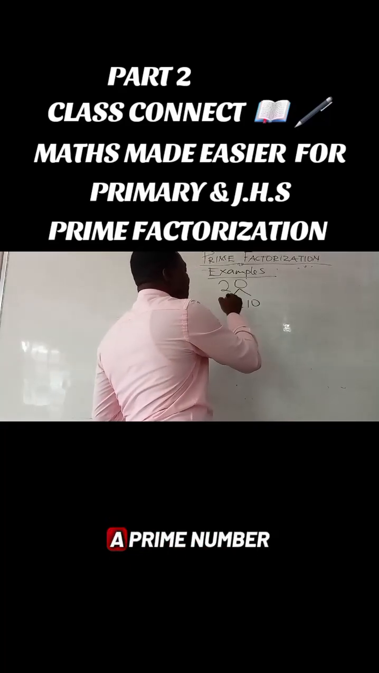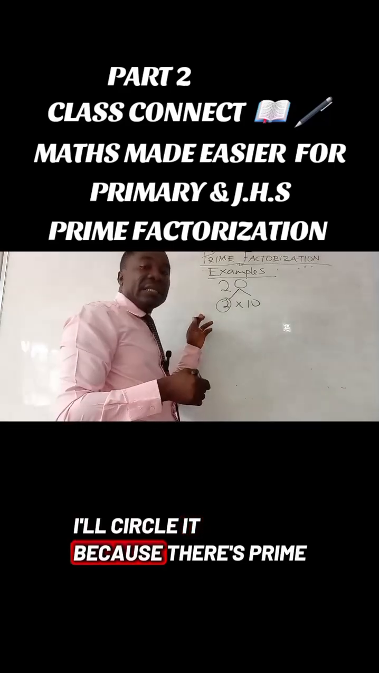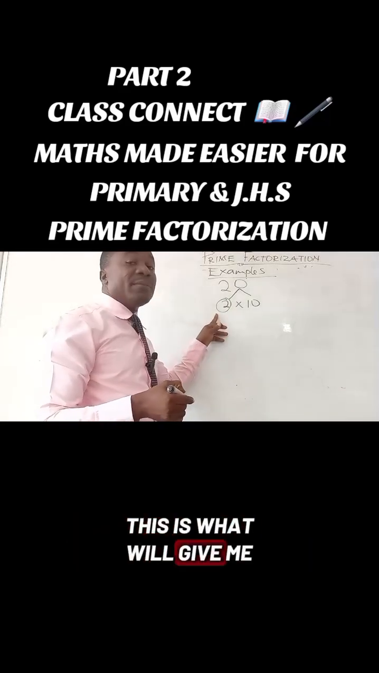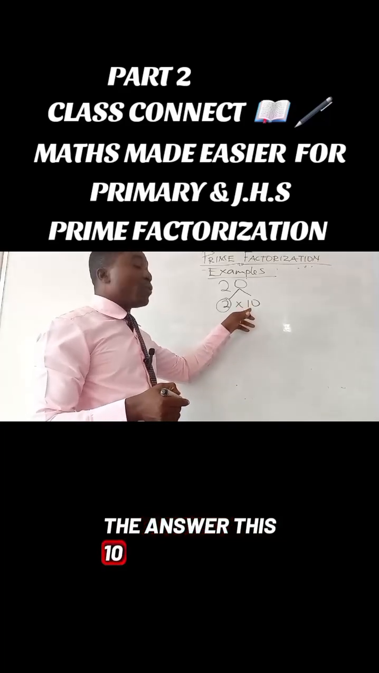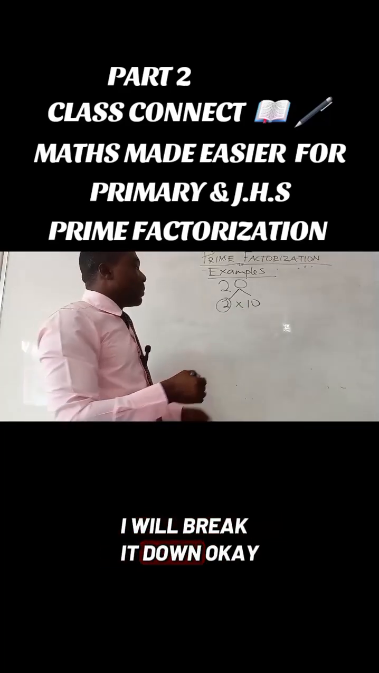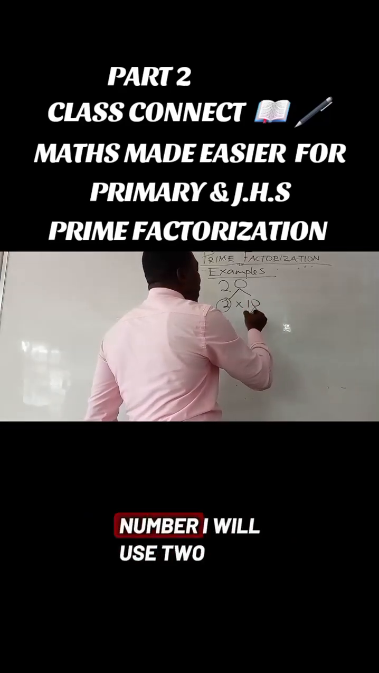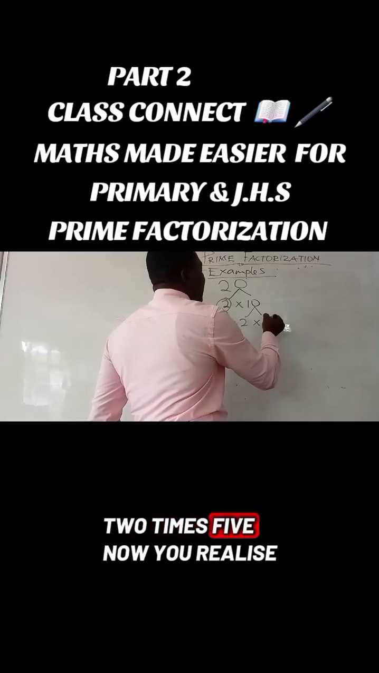Because this one is a prime number, I'll circle it, because it is prime factorization. This is what will give me the answer. This 10, I will break it down. So I'll use another prime number. I'll use 2. 2 times 5.